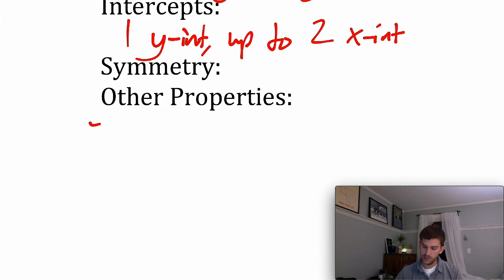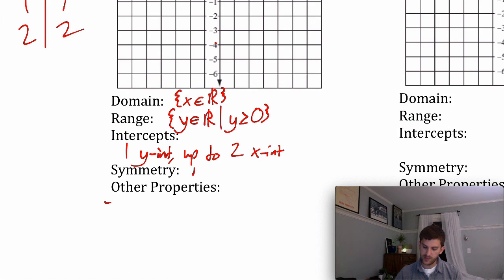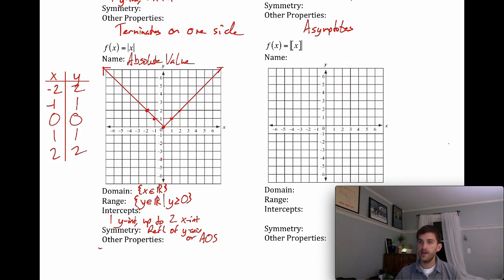The symmetry, and I'm going to refer back to that axis of symmetry, it's reflective over the y-axis, or your axis of symmetry. I'm going to abbreviate it AOS. No other unique properties we need to talk about for this one, so we're going to move on to the last one.